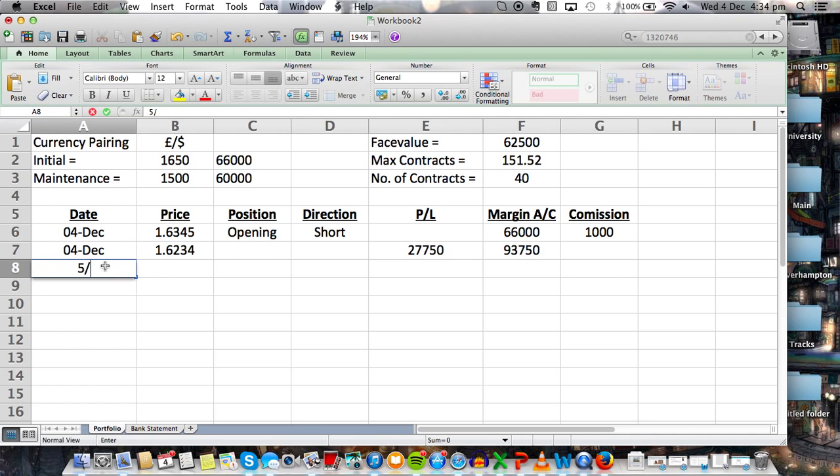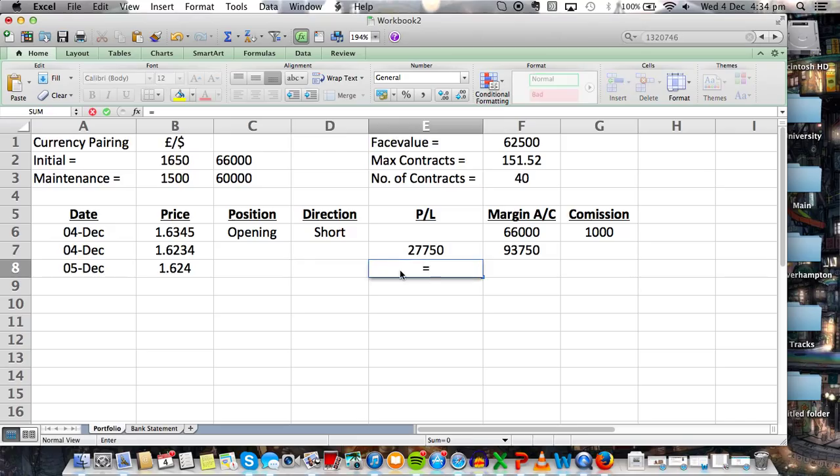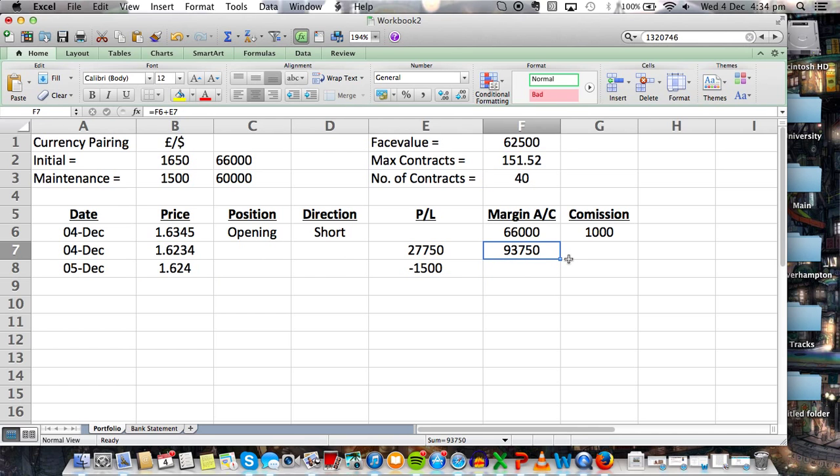Let's say on the 5th of December, settlement price is now 1.6240. Say for example that's what happened. We are still open in this trade. Our direction is still short. We can now work out our profit and loss for the 5th of December. So equals, once again, the only thing that changes is the minus sign. New price minus old price multiplied by face value multiplied by number of contracts, and that gives us minus 1,500. So work that out again. We now pay, that now comes out of our margin account.